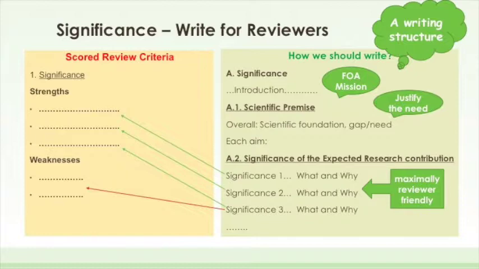So the scientific promise, one is overall, the whole project. And second, if you're doing a large grant like R01, even R15, you probably want to justify each aim. Because the NIH really pays a lot of attention to this.